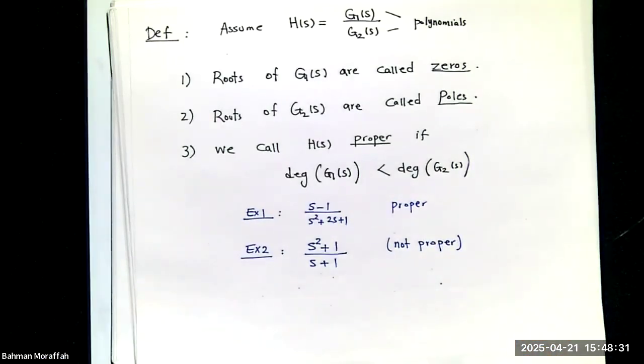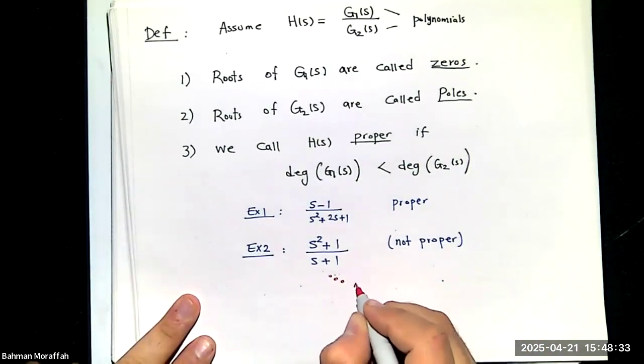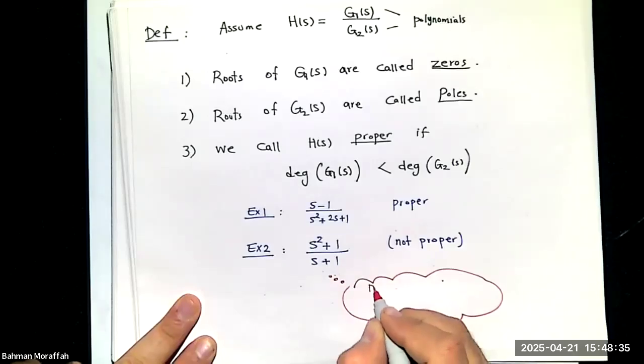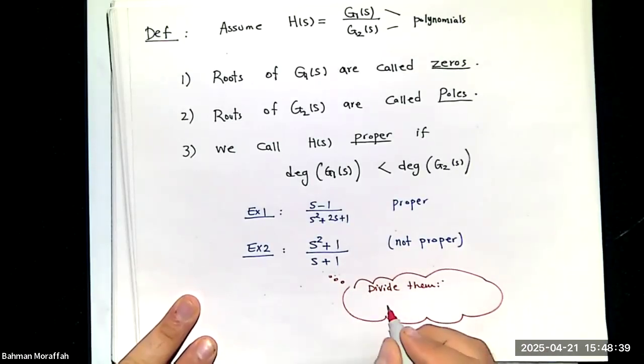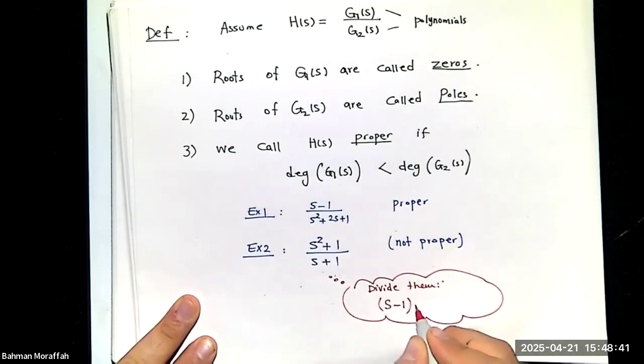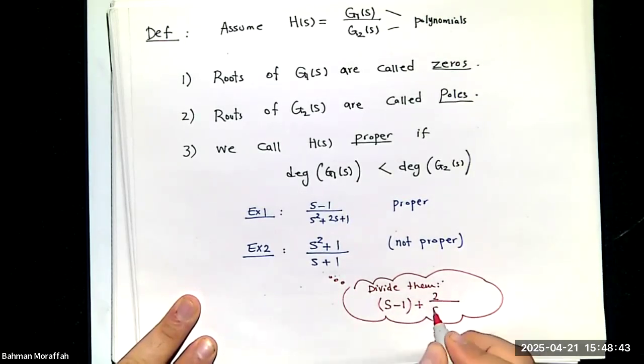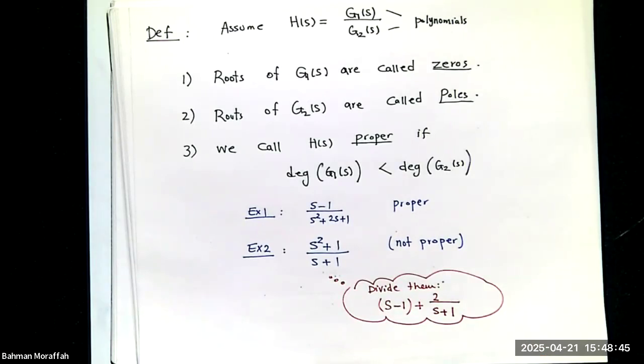I'll make it proper. How do I make it proper? I actually divide them. If I divide them, this is s minus 1 plus 2 over s plus 1. If you don't believe me, find a common denominator. This is going to be s squared minus 1 plus 2. It's s squared plus 1 divided by s plus 1. I can actually divide. Right?